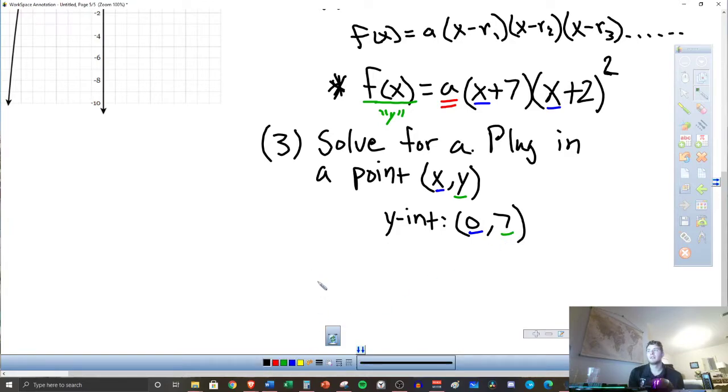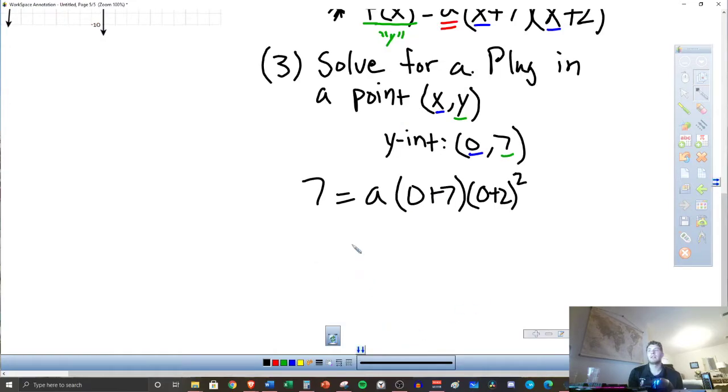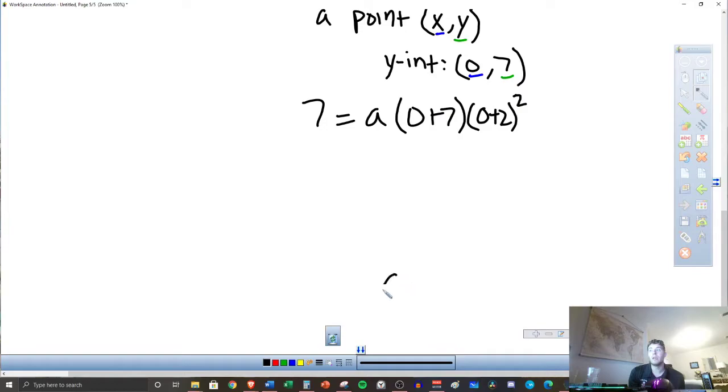Okay, so let's do this. Instead of f of x, I put 7. A is going to stay as A. 0 gets put in for x in both places. All right, so now we're just interested in solving for A. The end goal is to get A by itself. That's what we want, okay? So let's go ahead and do that.